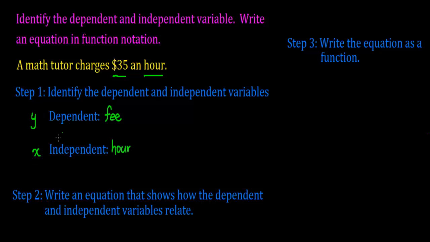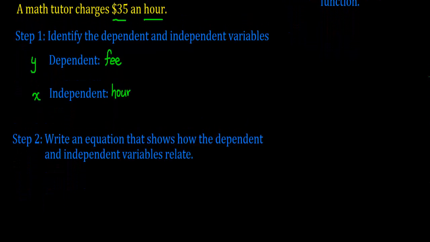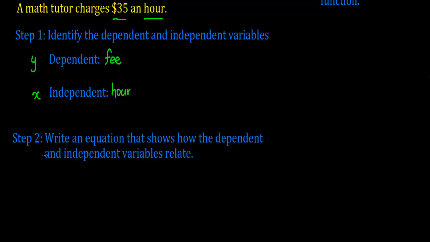Okay, so dependent, independent. Now, why do I want to name these y and x? Well, because that's going to make my life easier when I try and establish a relationship between y and x. And we'll see how in our next step. The next step is write an equation that shows how the dependent and independent variables relate. Okay, so how do we do that? Well, some students will very quickly say, okay, let's write an equation. So what is the equation for this situation? How do I write that a math tutor charges $35 an hour?